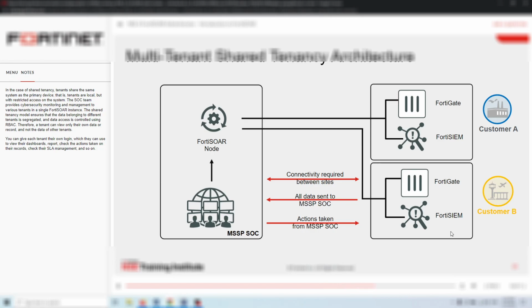You can give each tenant their own login, which they can use to view their dashboards, report, check the actions taken on their records, check their SLA management, and so on.